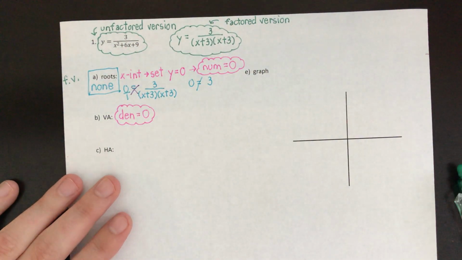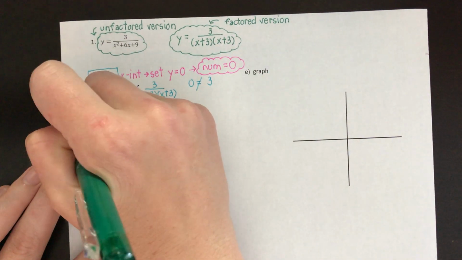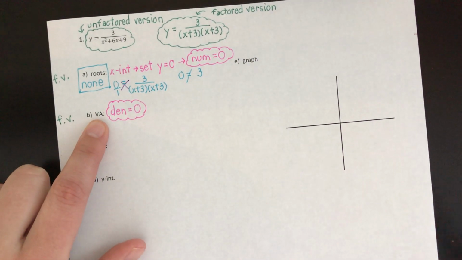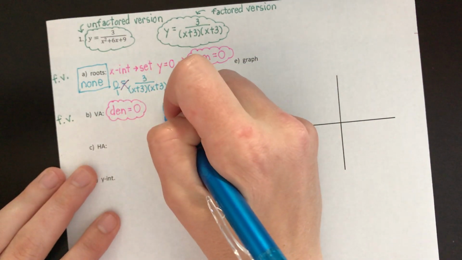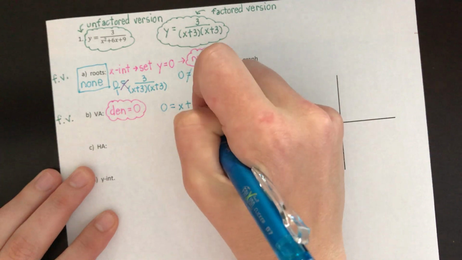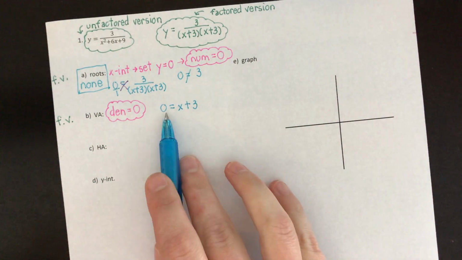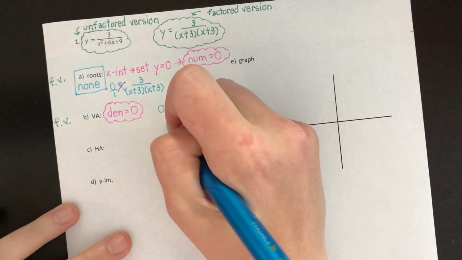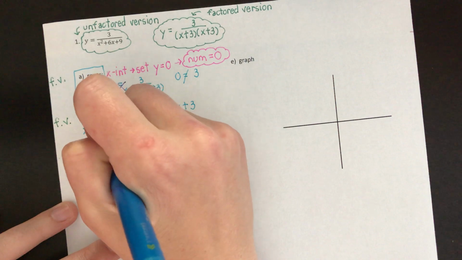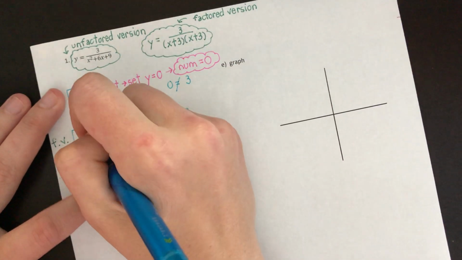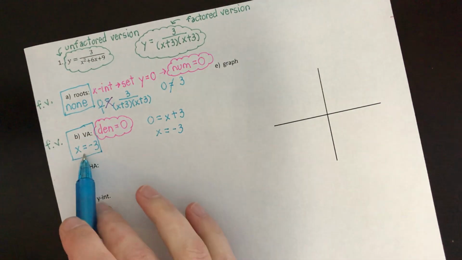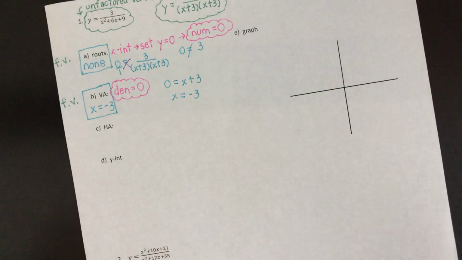All right, so again, you will always want to use the factored version for the VA. Set that denominator equal to 0. So 0 equals my denominator, each factor, x plus 3. There's no reason for me to set x plus 3 equal to 0 twice. I know I'm going to get the same answer twice. It's x equals negative 3. That's my VA. I don't have a VA at negative 3 and then another VA at negative 3. That's silly. There's just one at x equals negative 3. So there's my VA.